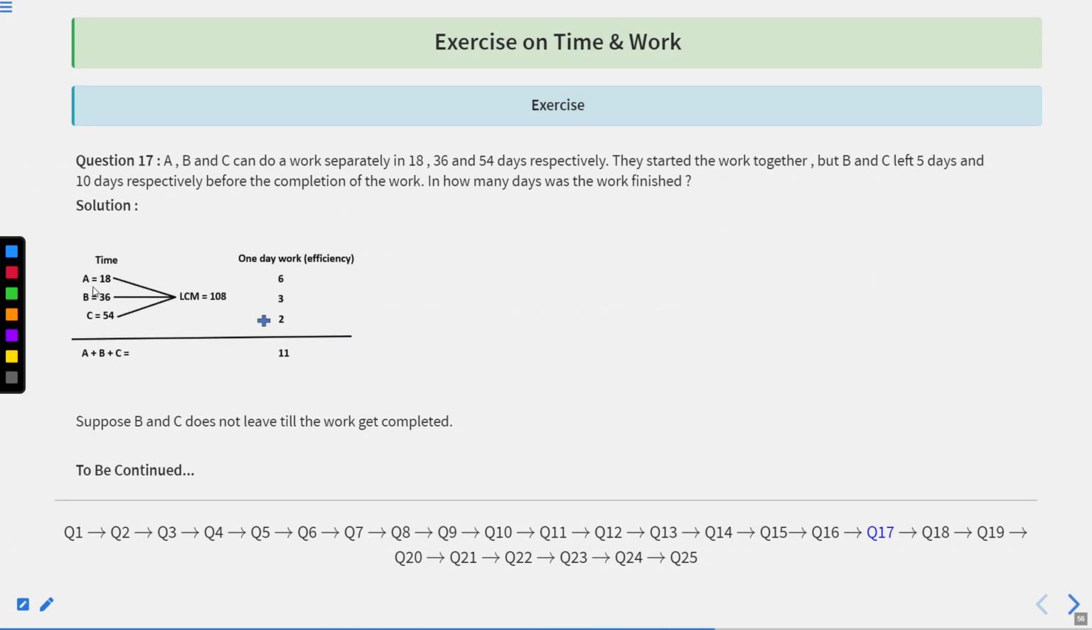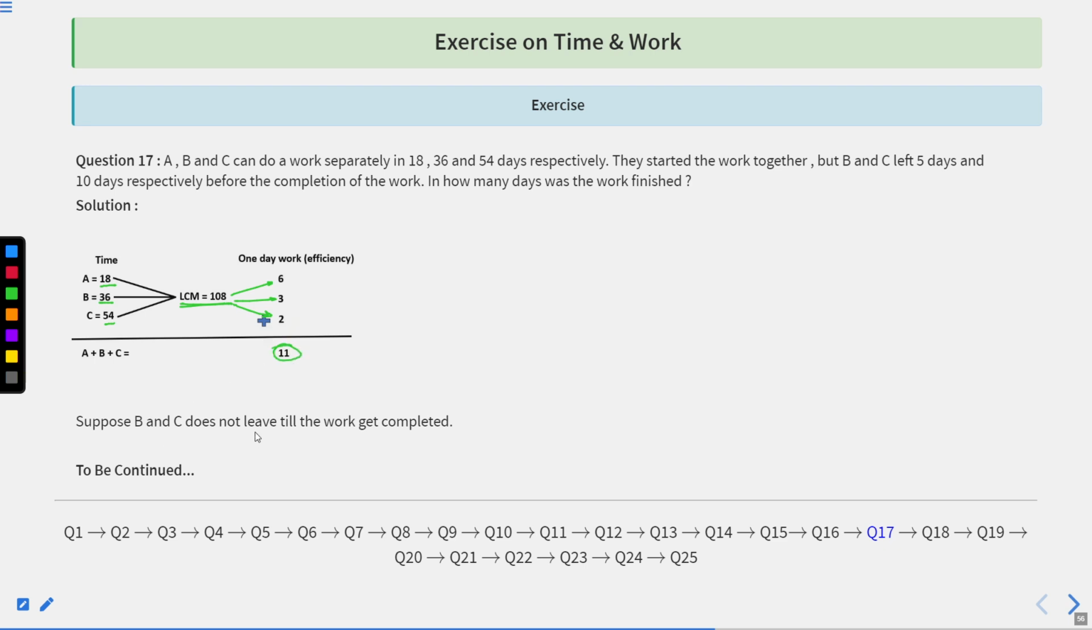So A takes 18 days, B takes 36 days, C takes 54. So the total work is 108. So the work done by A in 1 day is 6, B is 3, and C is 2 units. So the combined work done by A, B, C in a single day is 11.